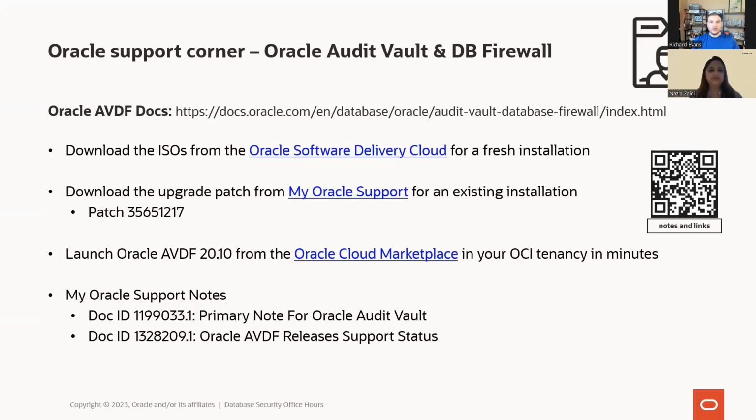If you're going to do a fresh install, you can go to the e-delivery and download the ISOs for AVDF. If you're going to upgrade, that patch is 35651217 to upgrade your existing AVDF environment to 20.10. And then, as always, you can go to the cloud marketplace and launch it from OCI Marketplace. And then a couple notes out there for you to take a look at as well as those primary note for AVDF, and then the AVDF releases support status note there. Gives you an idea of what releases are supported and where we're at with our support matrix.